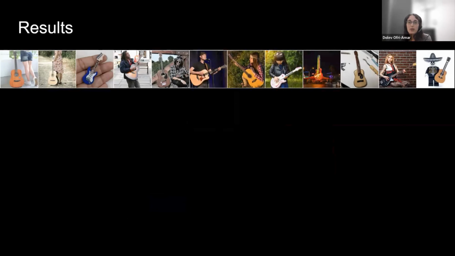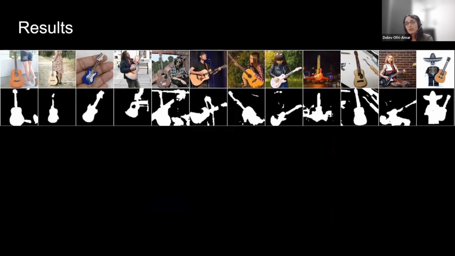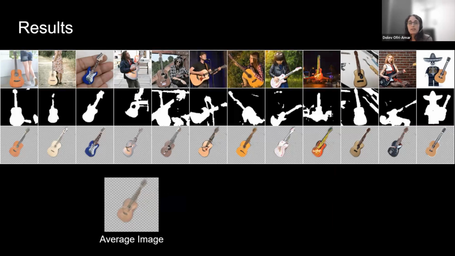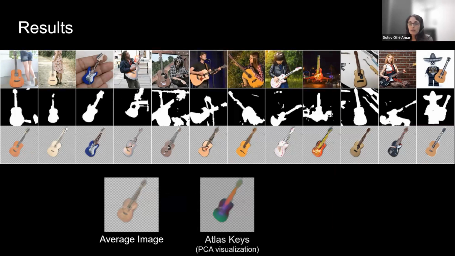So now let's see some results. We are going to see the given input sets together with the initial saliency masks extracted in pre-processing, and the final result of the aligned images. We can further visualize the average image, like we saw before, in the joint space by simply averaging out the aligned images, and also a PCA visualization of the atlas keys. This emphasizes the different semantic parts of the common object, and finally also the atlas saliency.